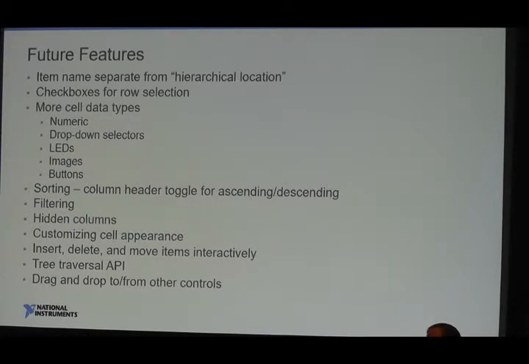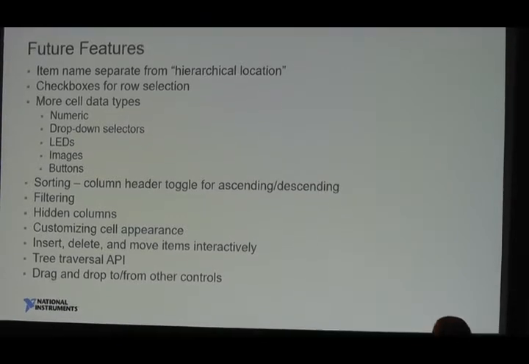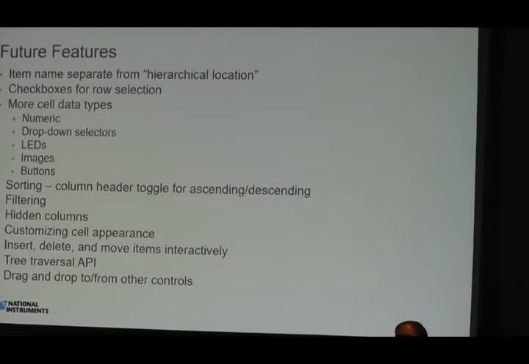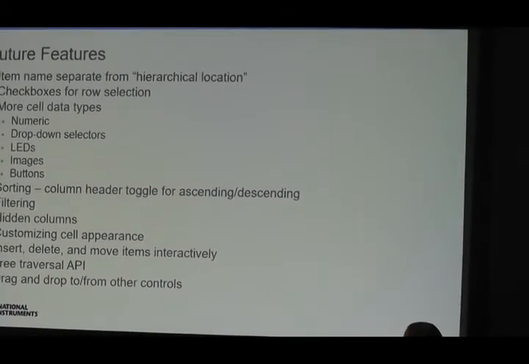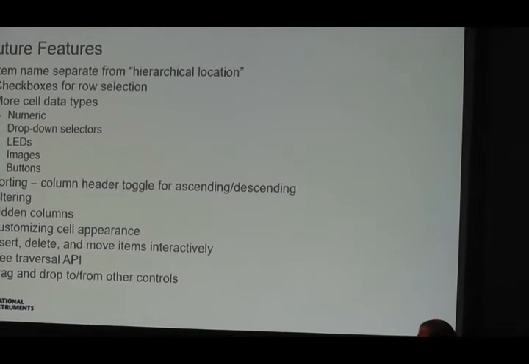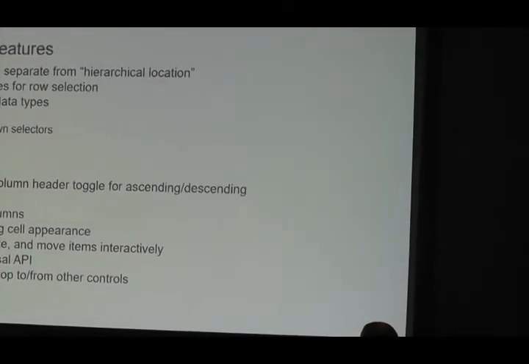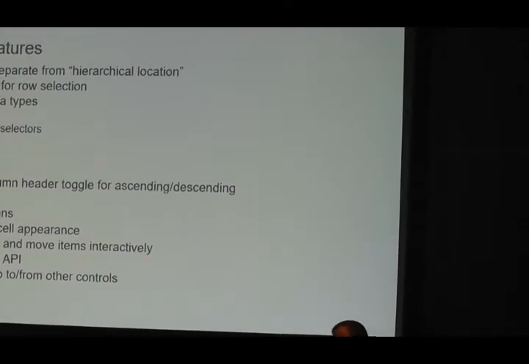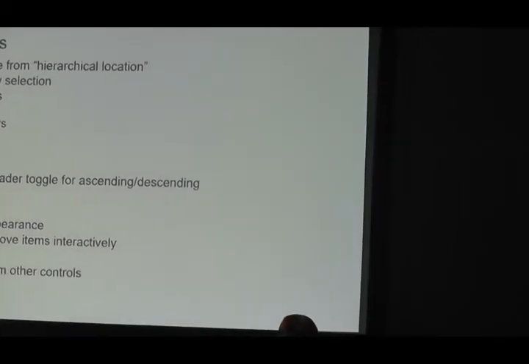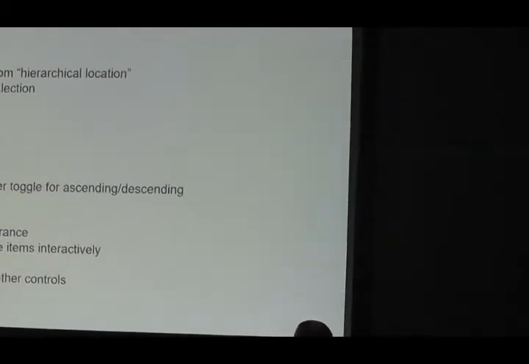We want to be able to hide columns so that you could have extra metadata associated with your item. So if you wanted to give it a unique identifier, you could place that as an item in your cluster and just not display it on your tree. We know we need to be able to customize cell appearance so that you can, for example, do alarm states where you want to highlight color on cells.